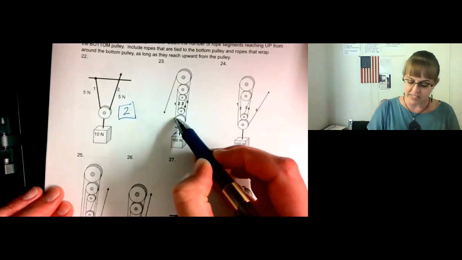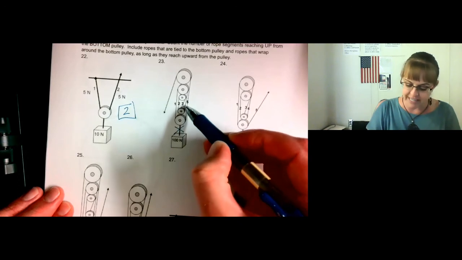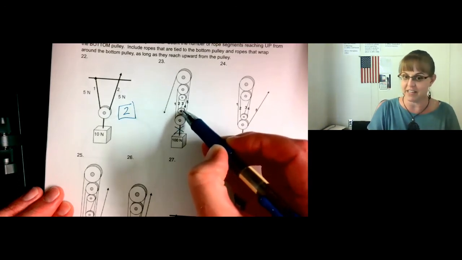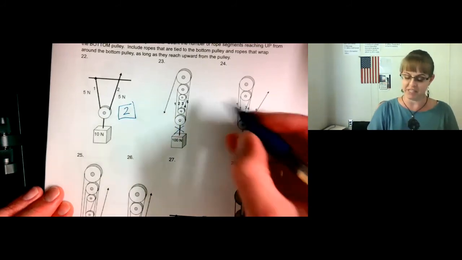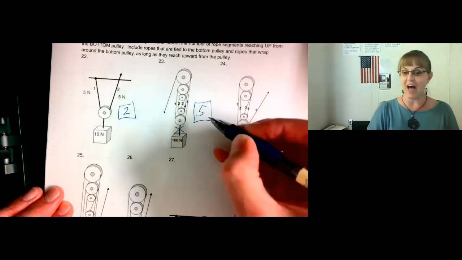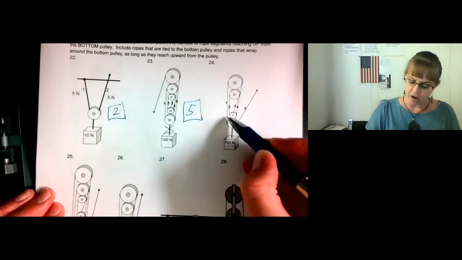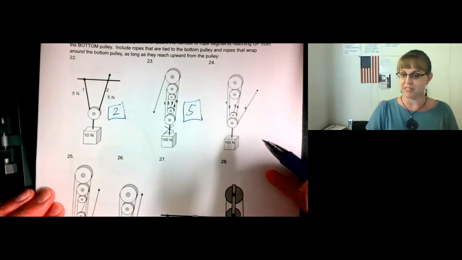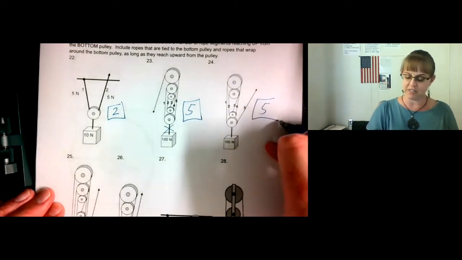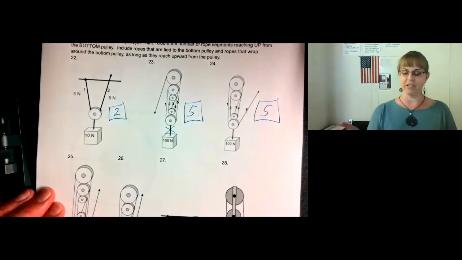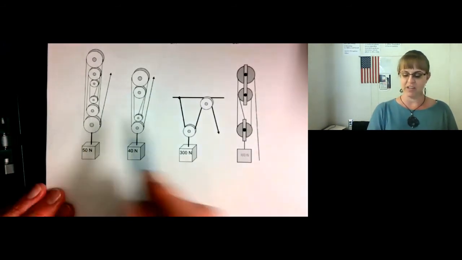Here's one of your bottom pulleys, and there are 2 ropes leading up from it. Here's another bottom pulley. There are 2 ropes leading up from it, plus there is a rope tied to that bottom pulley. Therefore, there are 5 rope segments reaching upward from this bottom pulley, and this pulley makes it 5 times easier to lift the weight. In this example, there are 5 rope segments, once again, reaching upward from your bottom pulleys. So it is 5 times easier to lift this load with the pulley than lifting it just normally. You try 25 through 28.